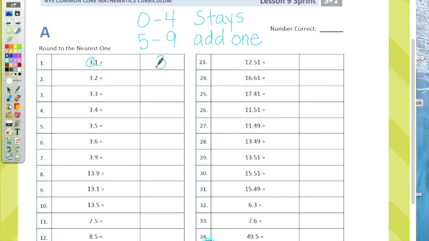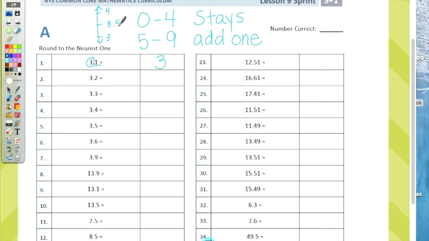Now what if I would have had to add 1? The 3 would have become a 4. Here's putting it in perspective for you. 3 and 4, what would my midpoint be? Okay, so 5, 6, 7, 8, and 9 are going to go up to the 4, above the midpoint. And 0, 1, 2, 3, and 4 are going to be below the midpoint. So it's just a little rhyme to help us.